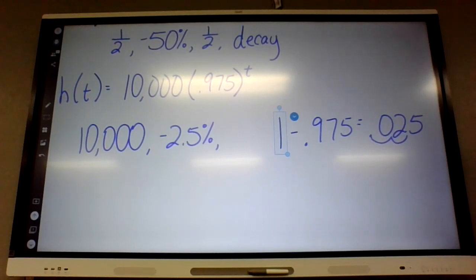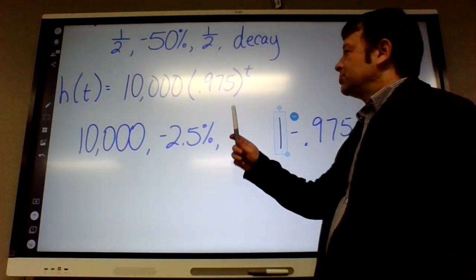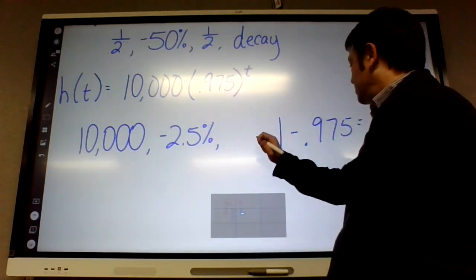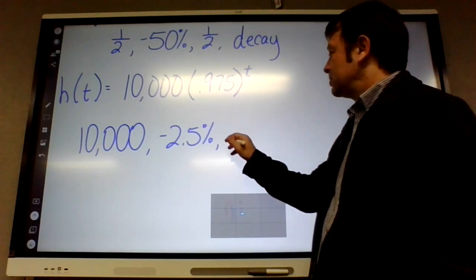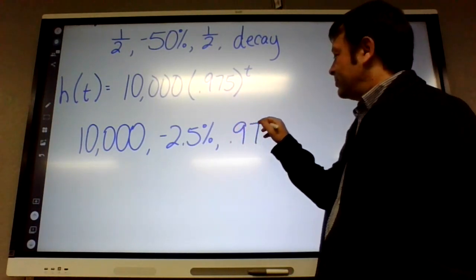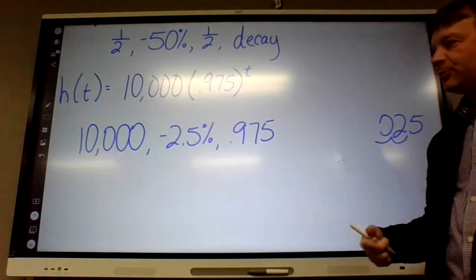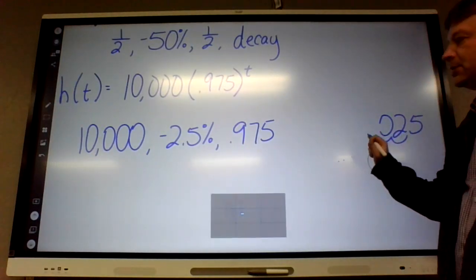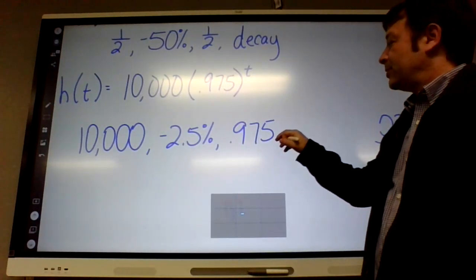What was the next question? Oh, what's the growth factor? The thing in parentheses. It's called a factor because it's a number that keeps getting multiplied over and over again. And is this an example of growth or decay?